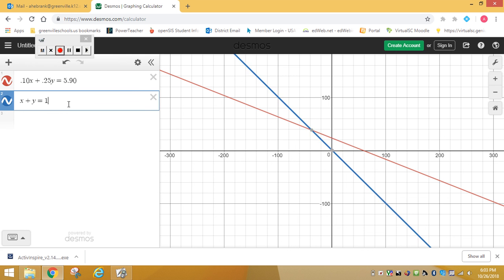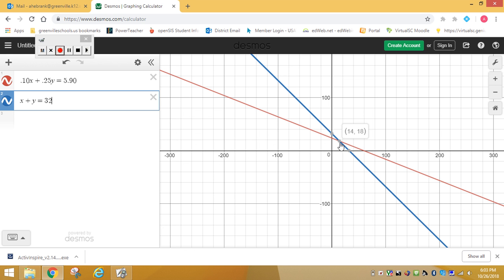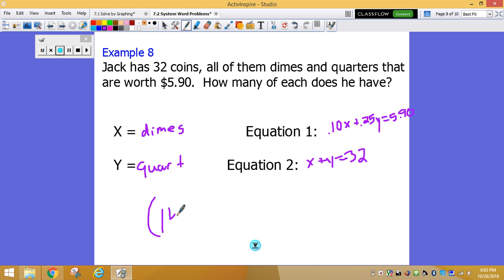And total, Jack had 32 coins. So they cross at 14 and 18. So he had 14 dimes, because that's my x, and 18 quarters.